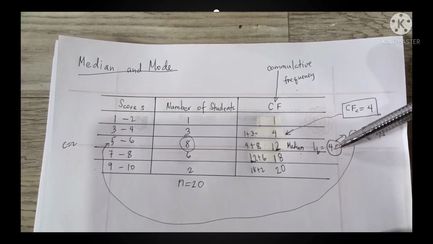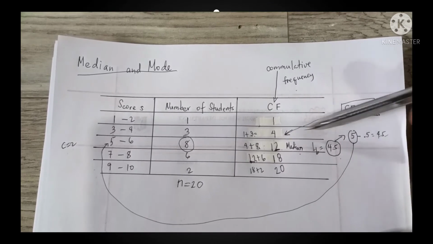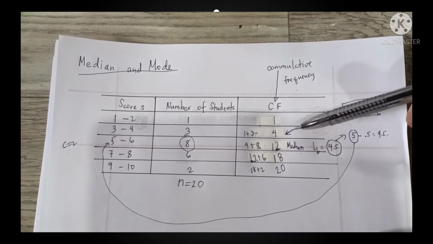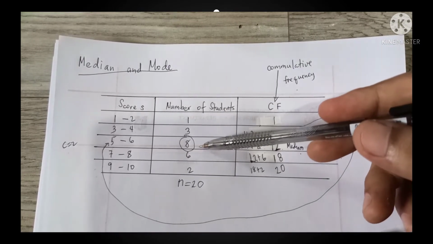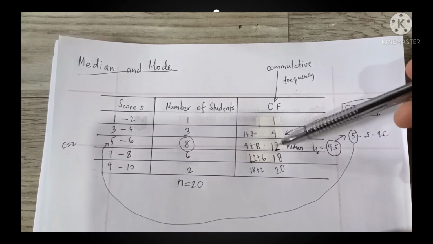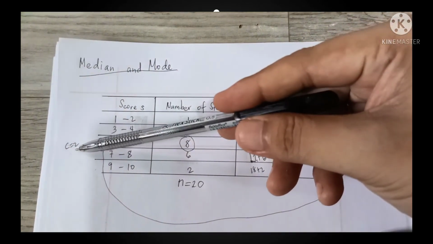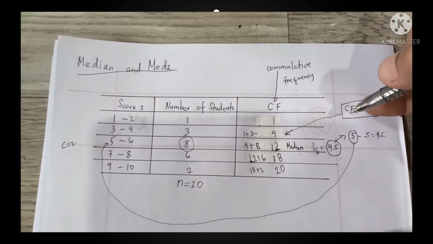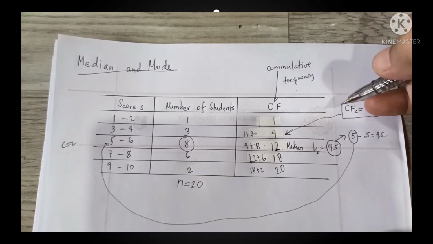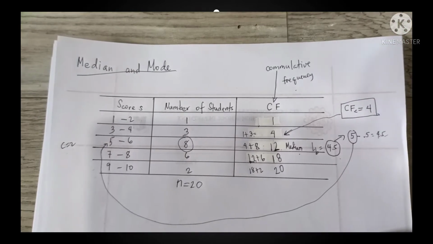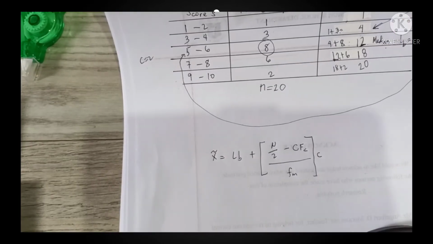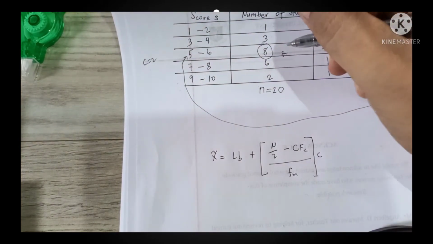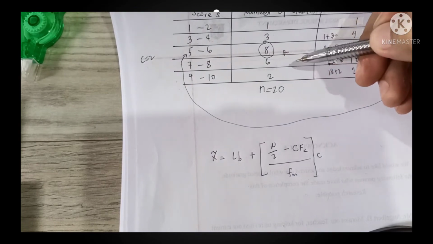So, the lower boundary is 4.5, the less than cumulative frequency is 4, the frequency of the median is 8, and the class interval is 2. Now, let's do the calculation using the formula. By the way, the frequency of the median is 8, so 8 is FM.